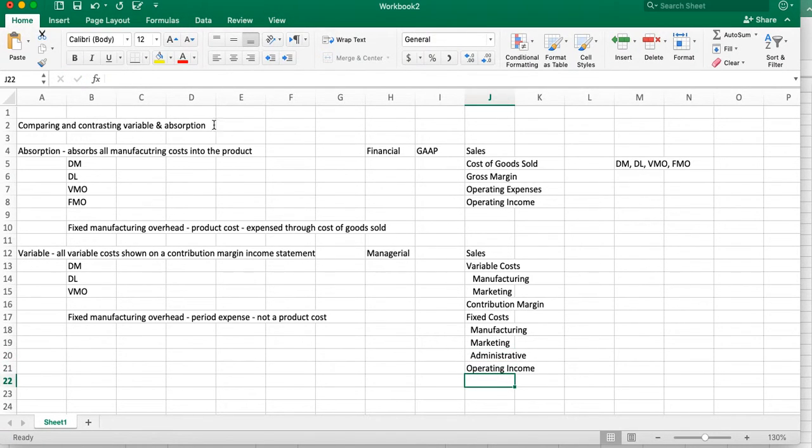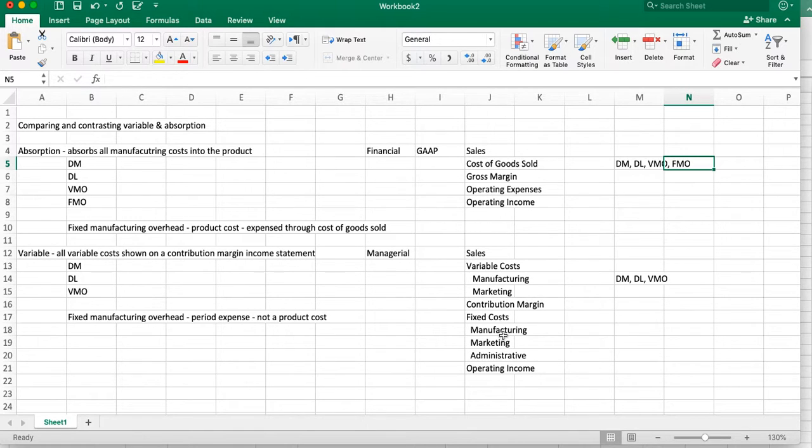So really, the only difference between these two is this fixed manufacturing overhead, because the manufacturing right here is direct material, direct labor, and variable manufacturing overhead. So the only difference in these two is that in this one, we are attaching fixed manufacturing overhead to the product.